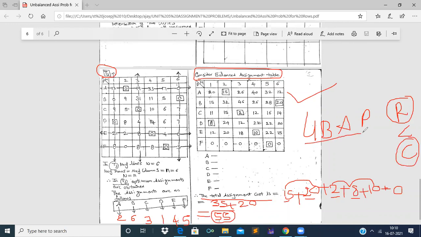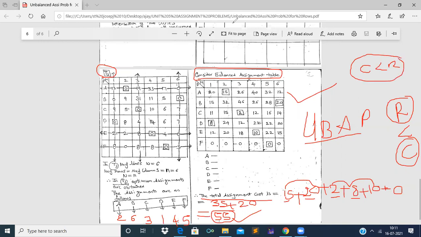Right now. So with this, we can put the end to this model, and tomorrow I will teach the unbalanced assignment problem in which the columns will be lesser than rows. The columns will be lesser than rows.